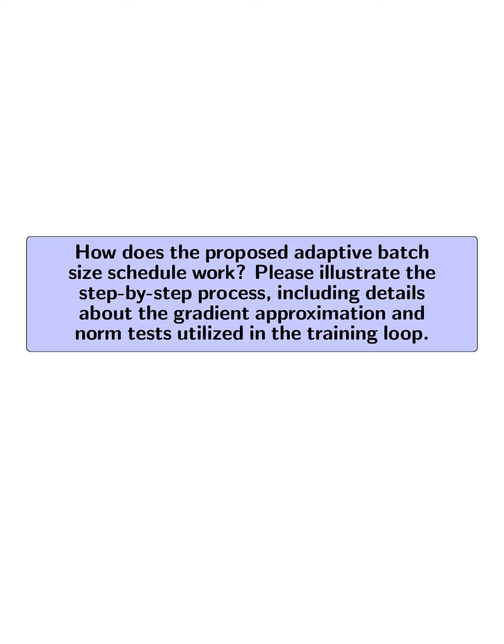How does the proposed adaptive batch size schedule work? Please illustrate the step-by-step process, including details about the gradient approximation and norm tests utilized in the training loop.